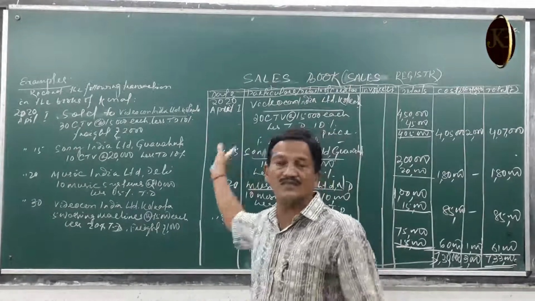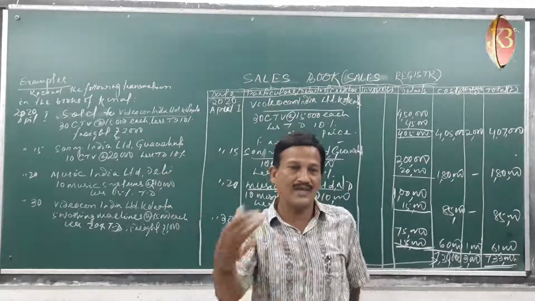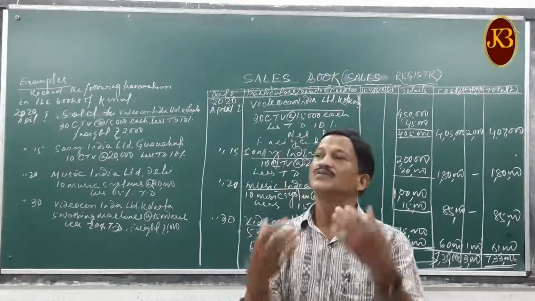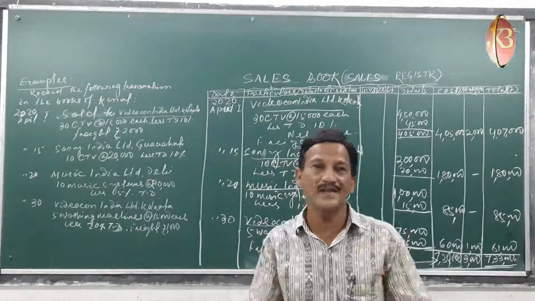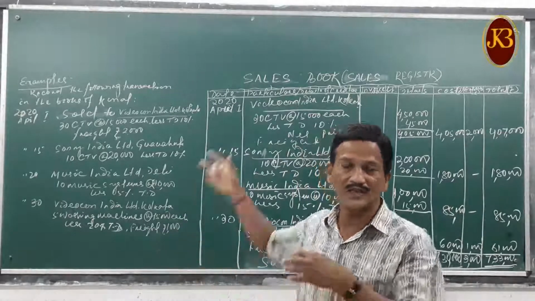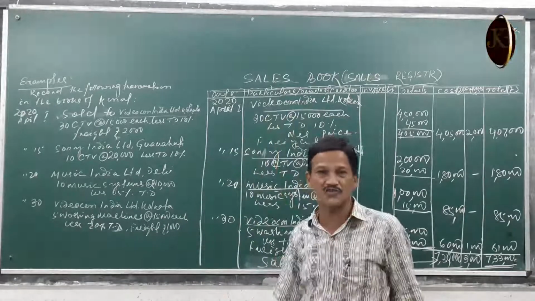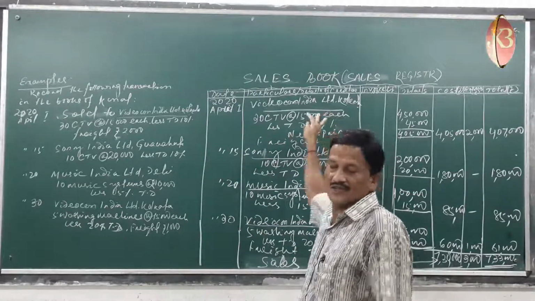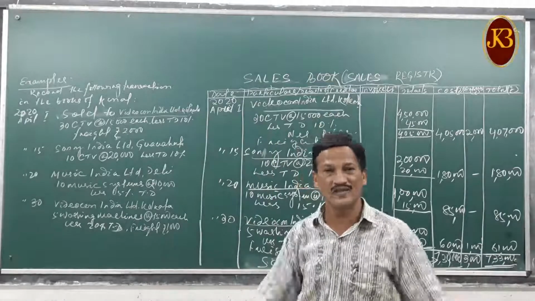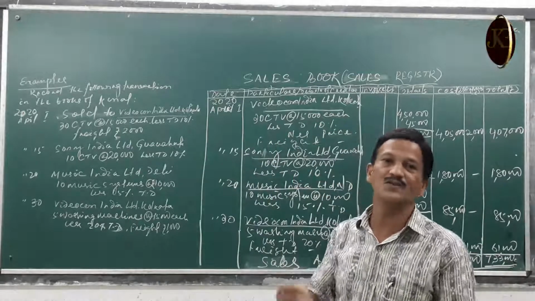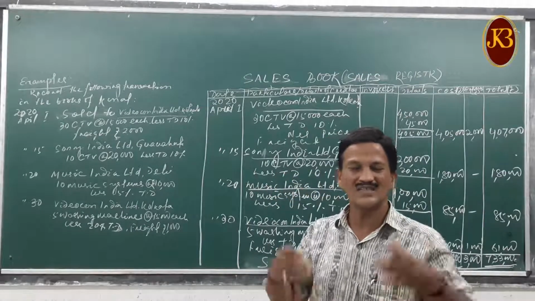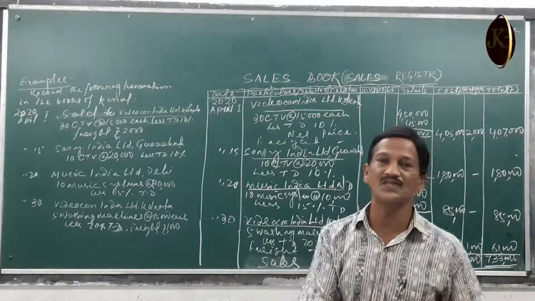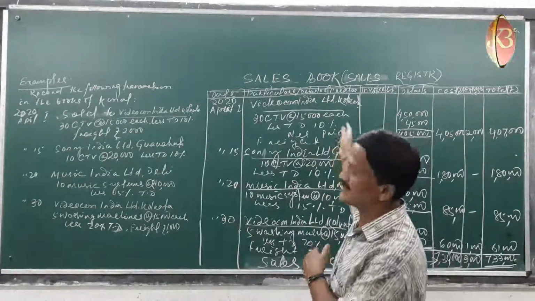This is also called the sales day book, because every day our business sells goods on credit to the debtors. So they have to maintain a separate register. There is the sales register, or the sales book, or the sales day book, to record the credit sale of goods and services transactions. Since it is numerous, it is separated from the journal book and recorded separately.